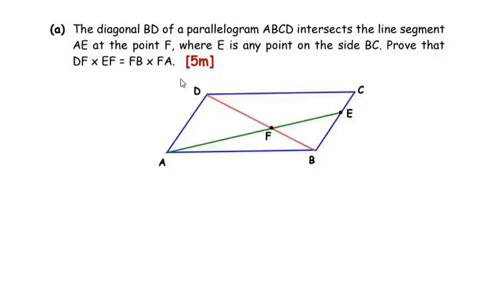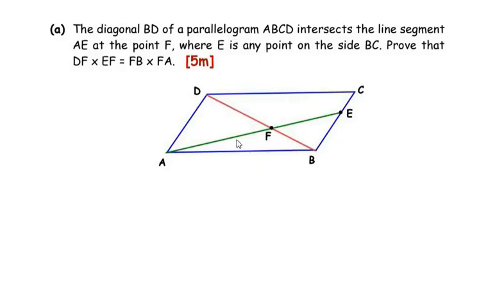So here we have been given a parallelogram ABCD. So here you can see we have drawn a parallelogram ABCD where AB is parallel to CD and AD is parallel to BC. And it is given that there is a diagonal BD in this parallelogram. So we have connected the points B and D, giving us the diagonal BD.